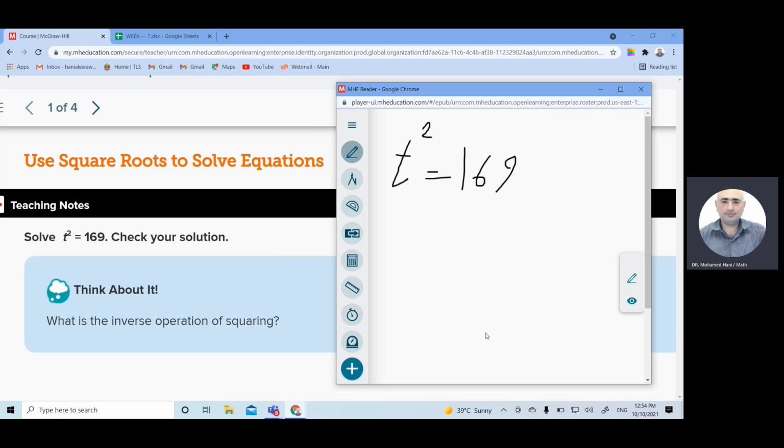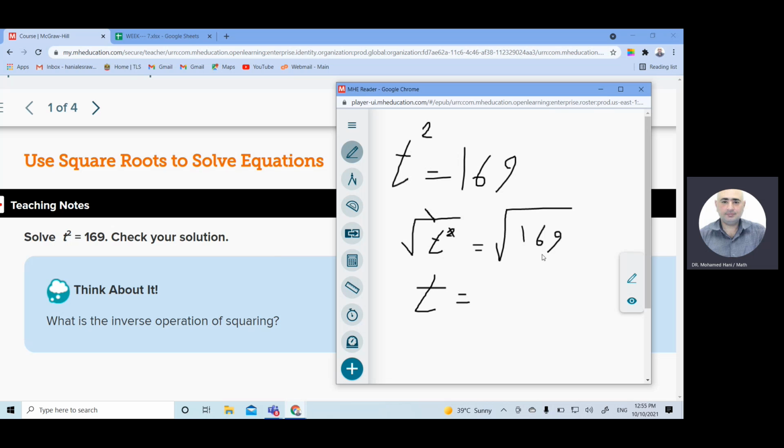Take the radical of the two sides. Take the radical of t squared and take the radical of 169. Always remember, the square and the square root cancel each other. So we can cancel the square with the square root. What remains here? Remains t.